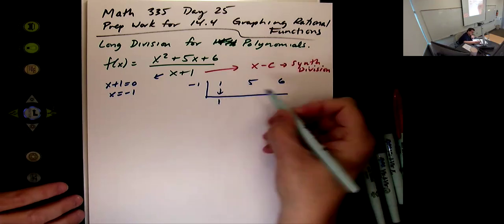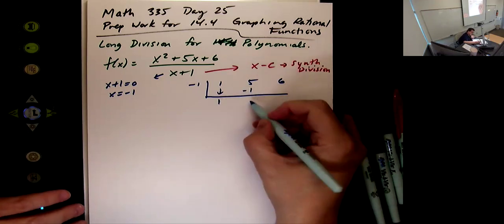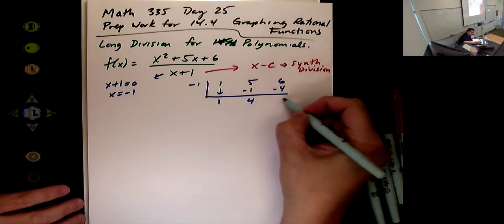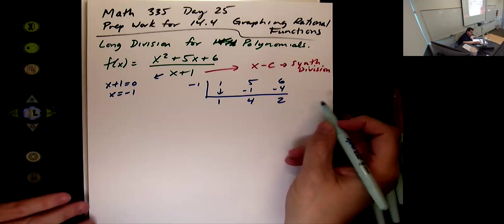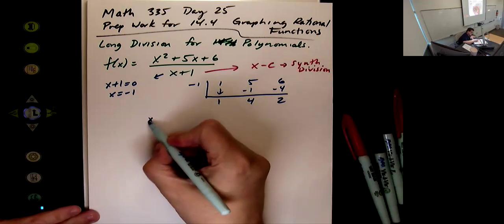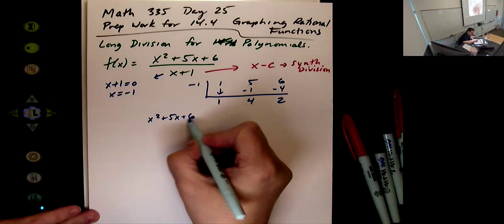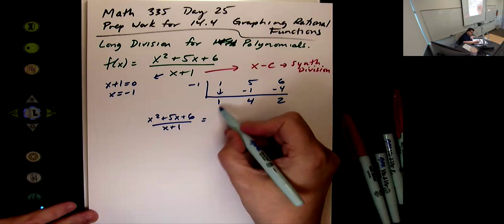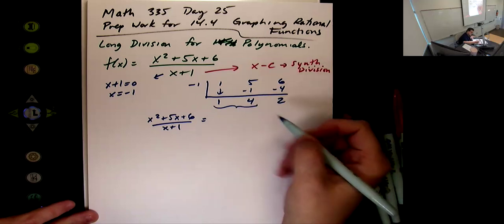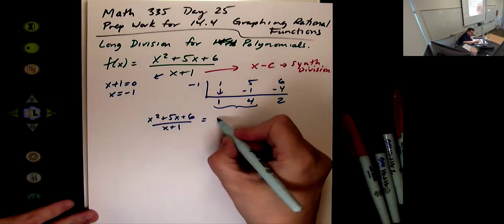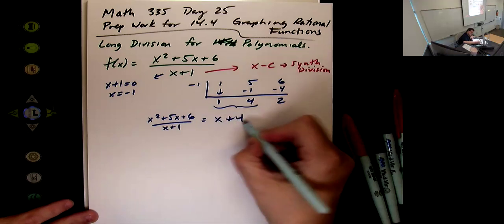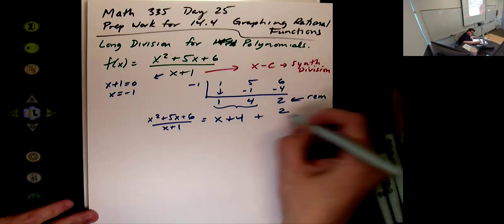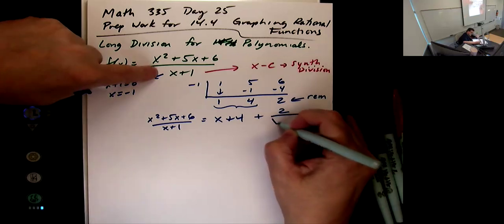So we bring our 1 down, we multiply, we get -1. 5 minus 1 is 4. -1 times 4 is -4. We bring this down and we get 2. So when I divide x squared plus 5x plus 6 by x plus 1, I get a polynomial of 1 degree lower with these two. So this was x squared, we're going down to x plus 4. And then we have plus 2, this is my remainder. That goes over the old denominator.